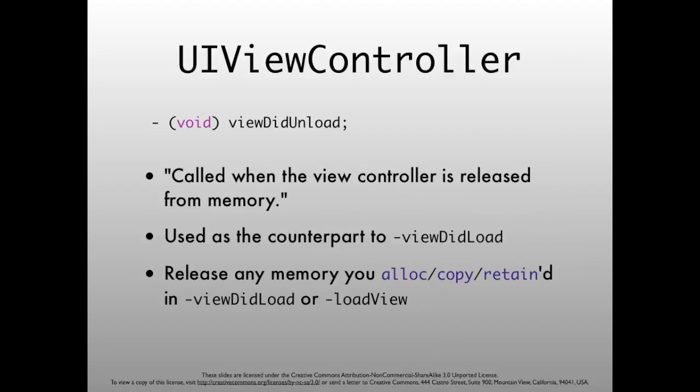Similarly, there's viewDidUnload, which gets called just before the view controller gets released from memory. It's the counterpart to viewDidLoad. Typically, if you alloc or copy or retain anything in viewDidLoad or loadView, it should be released in viewDidUnload to keep your memory balanced. There's a one-to-one correspondence between these method calls, so you guarantee that you're not going to over-release or under-release if you make sure that you're balanced between these two methods.